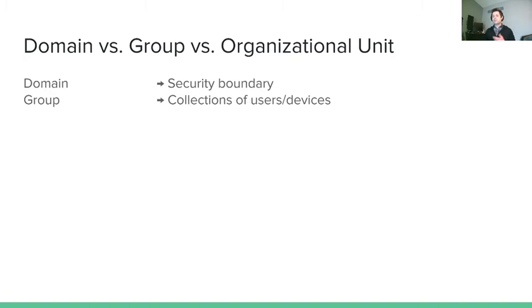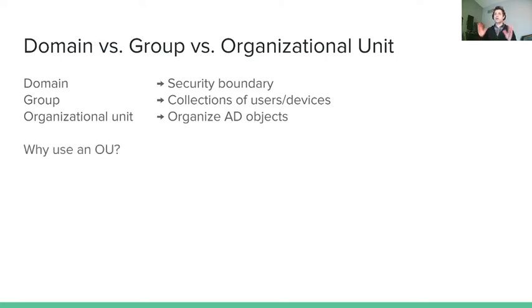A group, these are going to be users and devices mainly. And an OU is going to be a way to organize other objects. Okay, so we have these three types of high-level containers, in a way. So why do we use an OU?